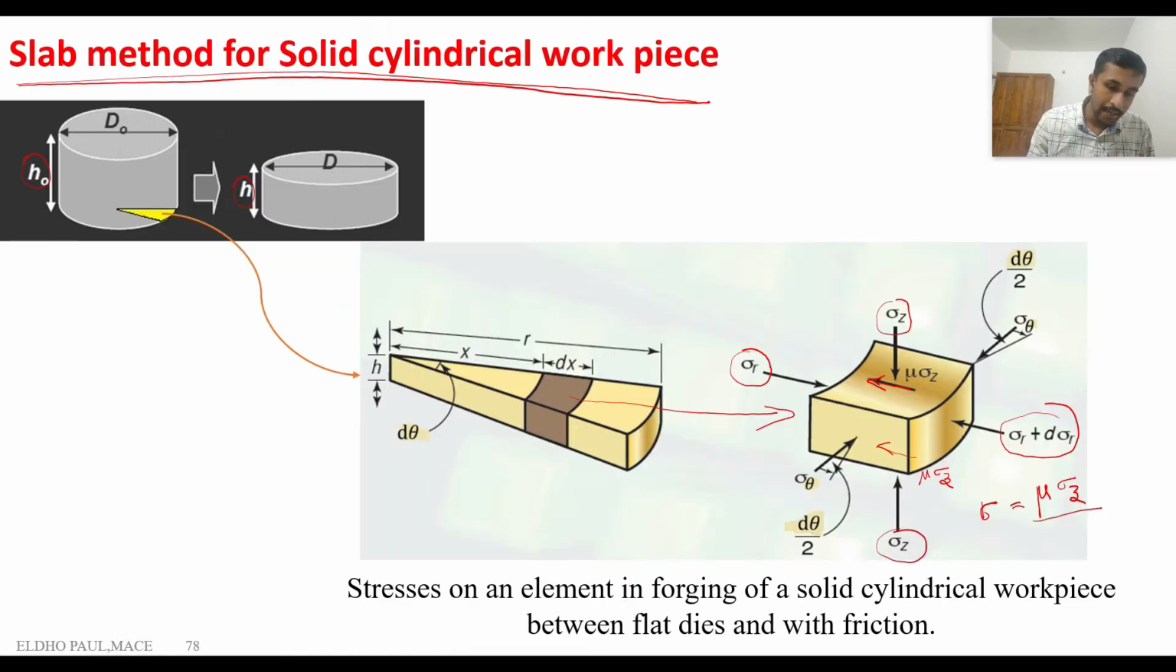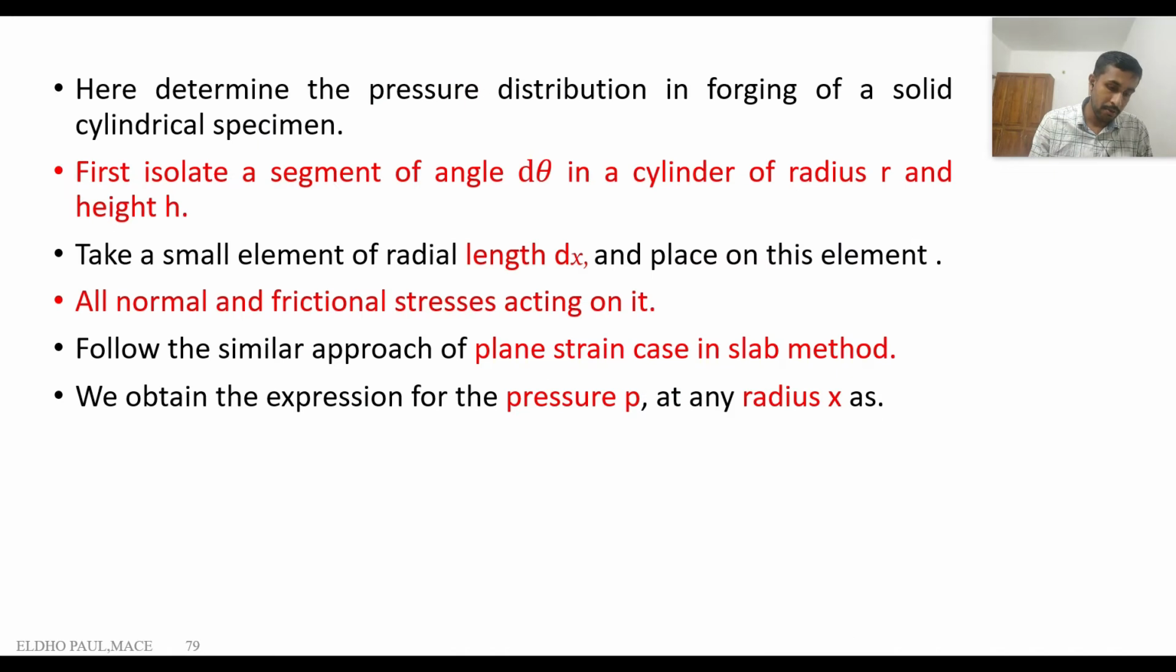In the radial direction, we balance all the forces. First we convert all the stress values into force. In this radial direction we have sigma r plus d sigma r, and mu sigma z, and in the bottom area also we have a mu sigma z. All these forces are in equilibrium, so they balance each other, and we can write an equilibrium equation, and from that we can calculate the pressure distribution.